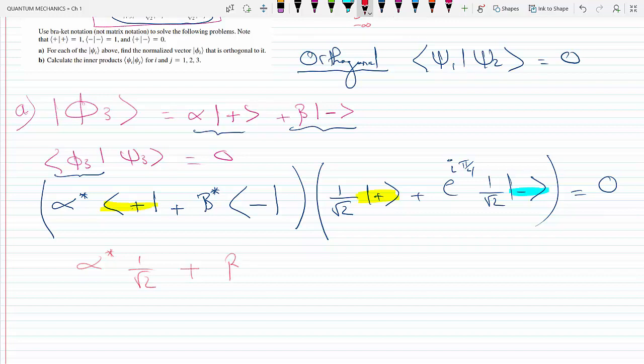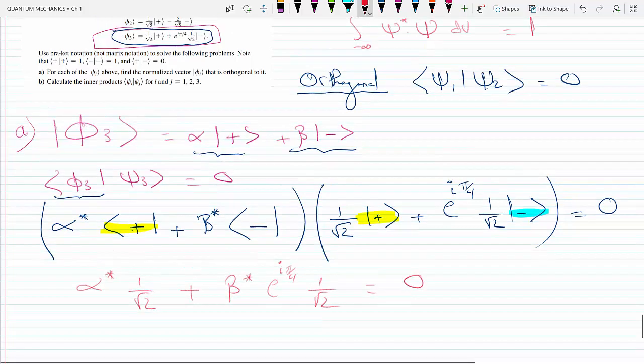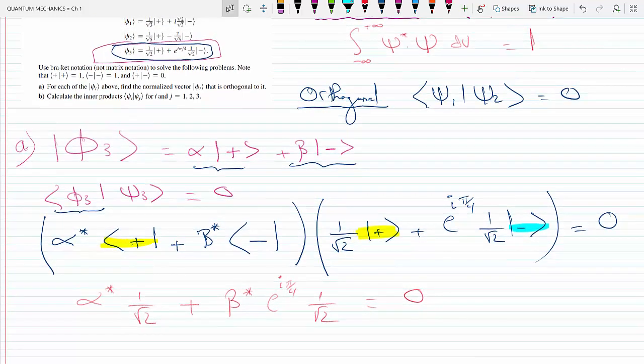You understand what we're doing? So this will be beta star e to the i pi over 4 1 over root 2, and this equals 0. Okay, so I have one equation with two unknowns, so I need another equation. Where will that equation come from? From the fact that it's normalized.